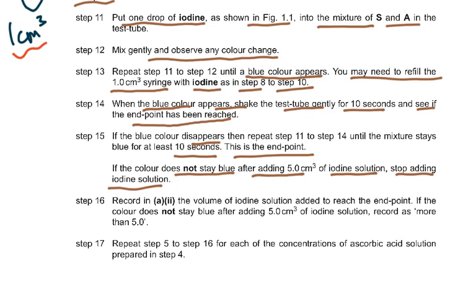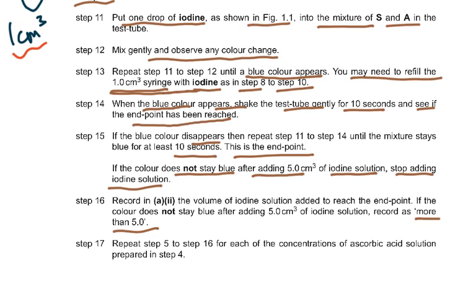So you needed to fill up the syringe at least 5 times because every time you took 1 cm cube of the iodine. Where was that written? You may need to refill the 1 centimeter syringe with iodine. So if you still added 5 cm cube, then all you had to do was write more than 5.0.